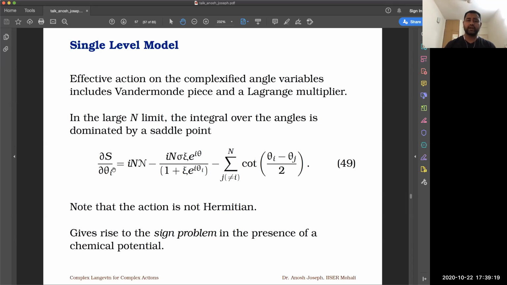So we look at the theta variables, the angles, which are coming from the Polyakov loop, the diagonal elements of the Polyakov loop. So we are going from U to theta variables, and we get the gradient of the action like this. In the large N limit, the integral over the angles, thetas, is dominated by a saddle point, which is given by this. So this model has a sign problem, in the presence of mu, which appears through this psi variable.